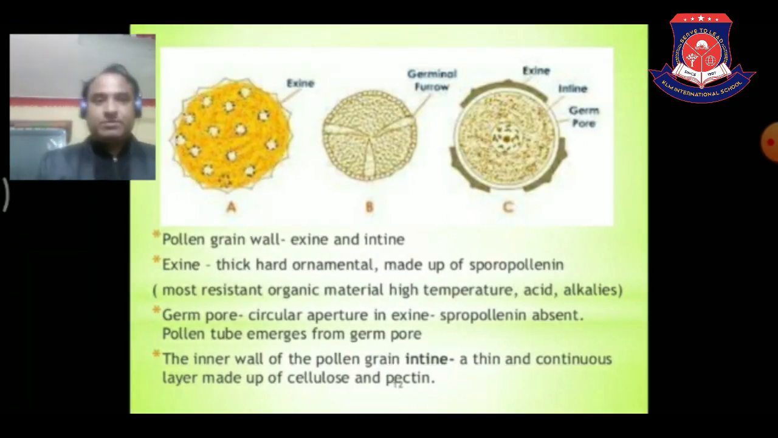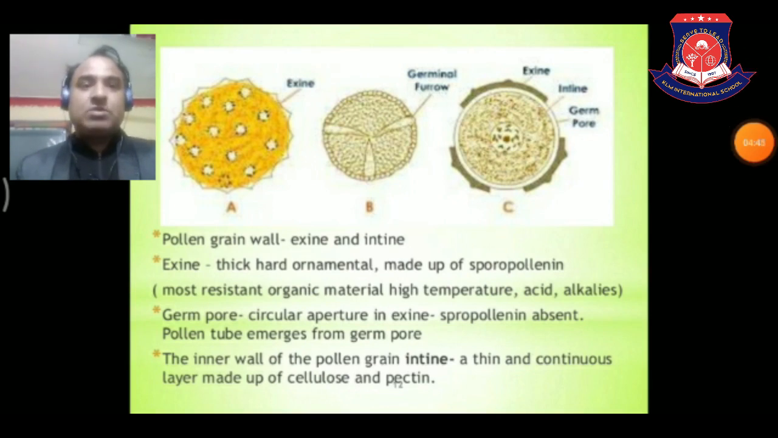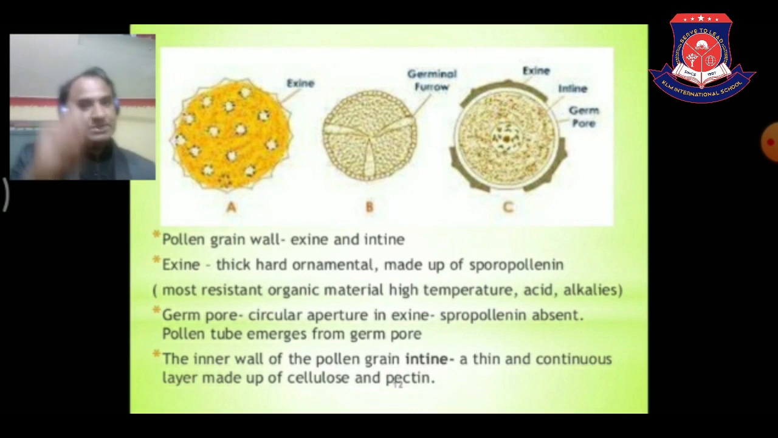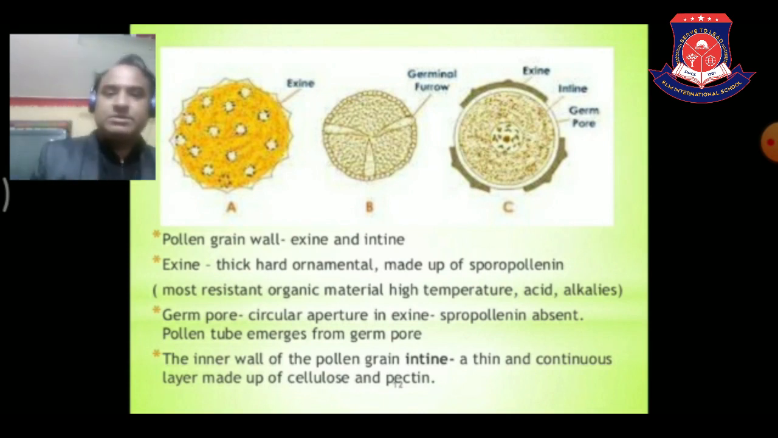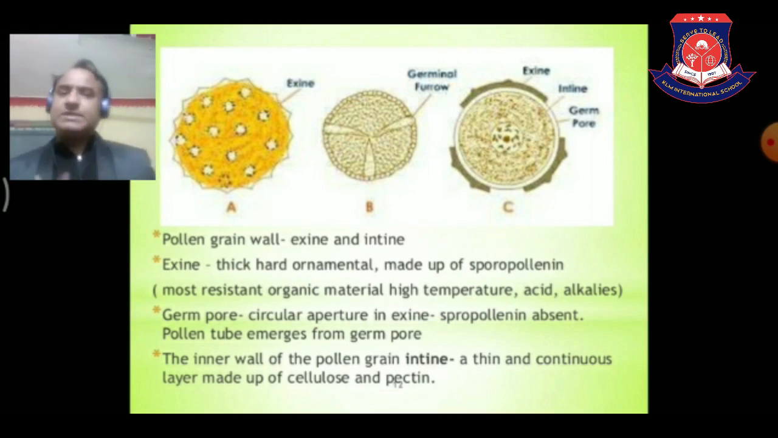Now this is the structure of the pollen grain. The pollen grain has two layers. The outer layer is called exine, the inner layer is called intine. Exine is very hard because of the presence of sporopollenin. But there is a region where sporopollenin is absent, known as the germ pore. The pollen grain wall has exine and intine. Exine is thick, hard and ornamented. The germ pore is circular, the region where sporopollenin is absent.